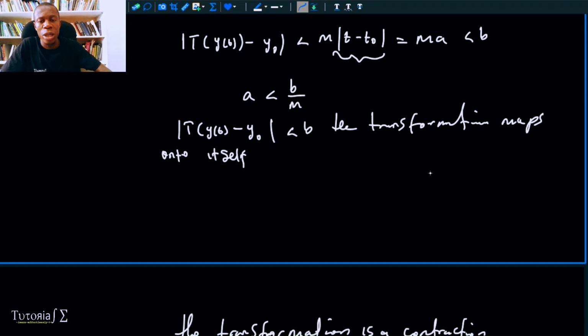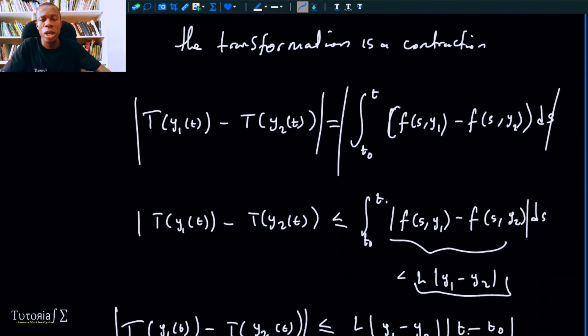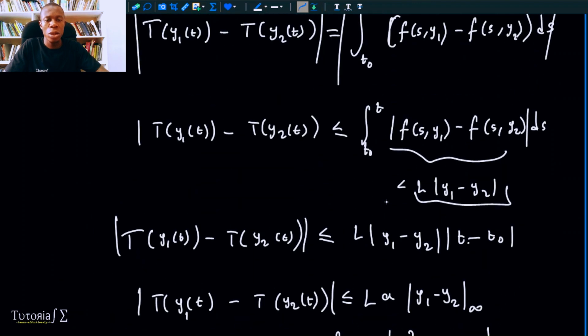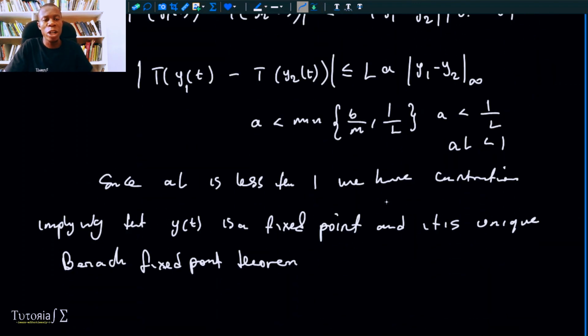Then after doing that, we needed to show that we have a contraction. We showed that we have a contraction if the maximum is decreasing. We found that the maximum is indeed decreasing, so we have a contraction. So we have verified all those points by Banach's fixed point theorem: y(t) is a fixed point, and it is a unique fixed point.